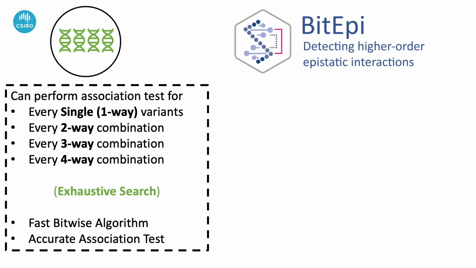BitEpi is the software that performs association tests on every single variant, as well as two-way, three-way, and four-way combinations of variants. It performs an exhaustive search, meaning that it tests all possible combinations, and it uses a fast bitwise algorithm and accurate association tests, which we will talk about later in this video.